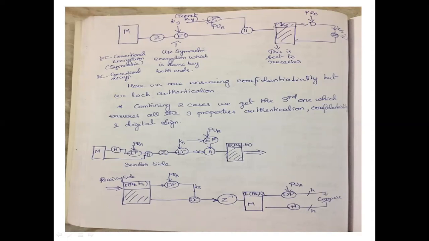Here I have mentioned it's the conventional encryption, which is nothing but the symmetric encryption. Can you see the slide? So symmetric encryption means what? It will use the same key on both the sender and receiver side. So here the key KS is used.